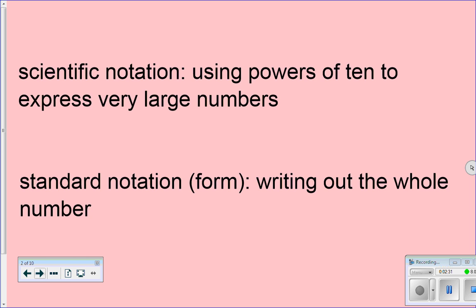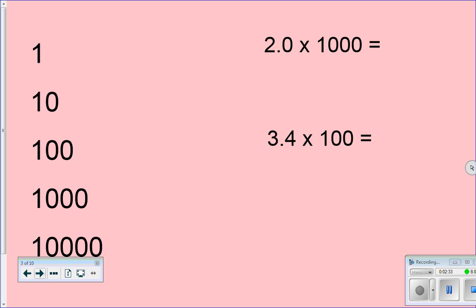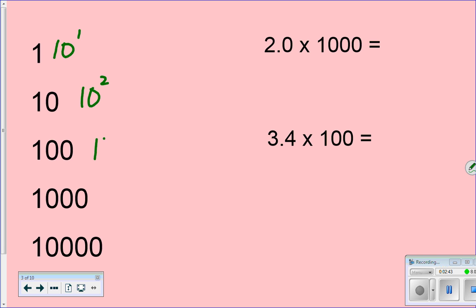Okay. So, first of all, let's just talk about what these numbers would be in powers of 10. If I have 1, that would be 10 to the first power, right? This would be 10 to the second. Oh, I'm sorry. Sorry, 10 to the 0. This would be 10 to the first. This would be 10 to the second, 10 to the third, 10 to the fourth.